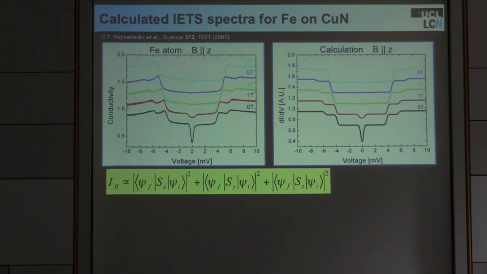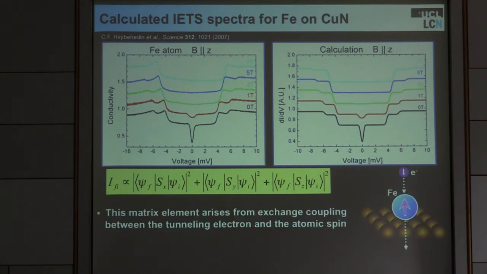Now, why do we use this? Where did it come from? Well, initially it was just a guess, but as it turns out, this is exactly the same matrix element you get for neutron scattering, and there's a reason for that. This is basically just exchange coupling between our tunneling electron spin and our atomic spin. And so whenever you have some kind of scalar exchange coupling, this is pretty much what you're going to get in this situation. Now, this is written as sx squared, sy squared, sz squared.